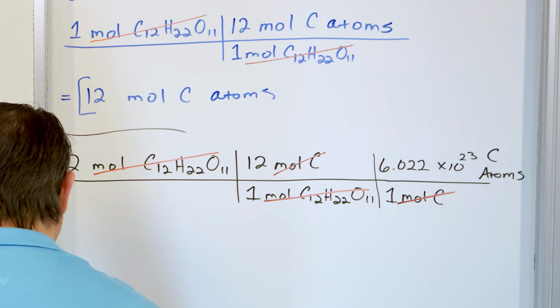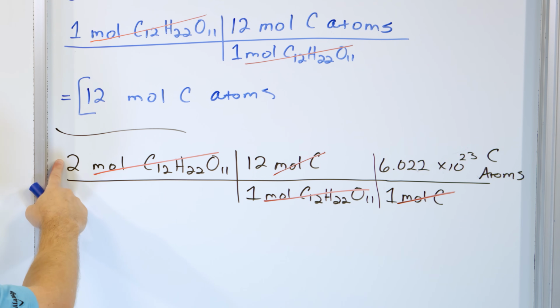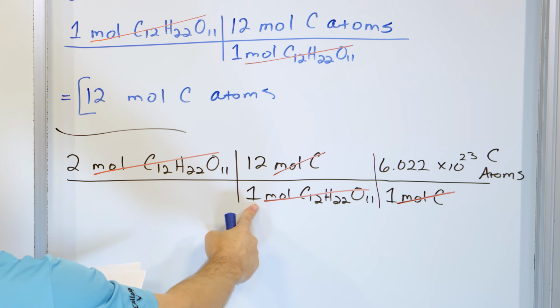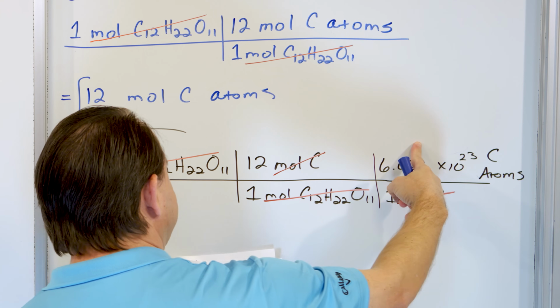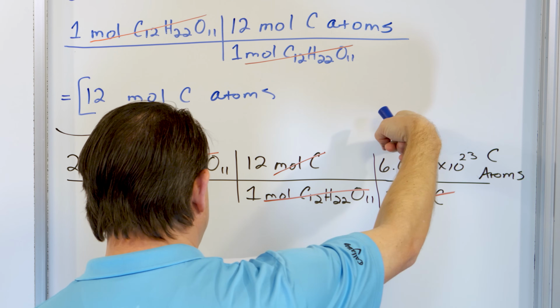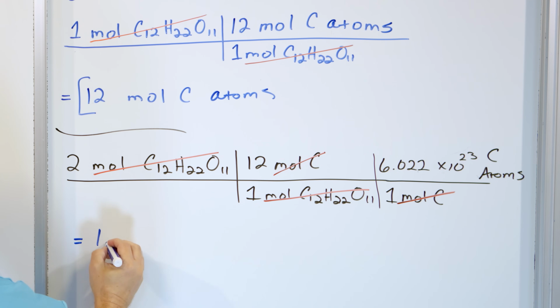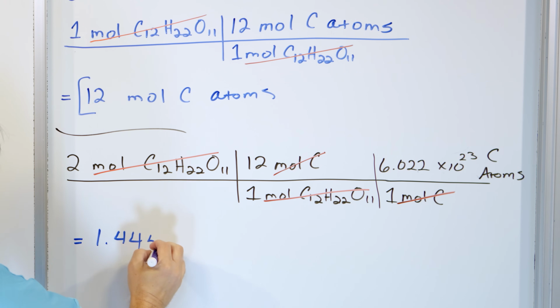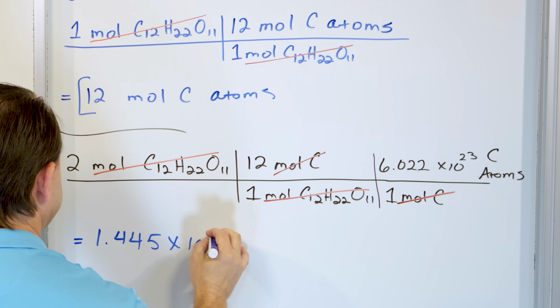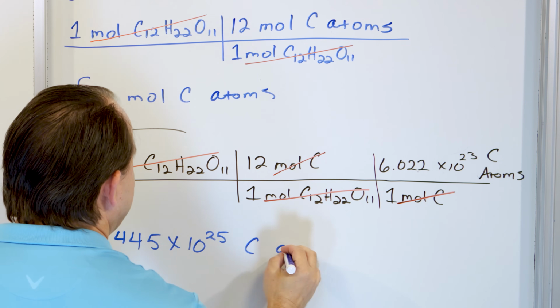So to finish this out, you take 2, multiply by 12, divide by 1, multiply by Avogadro's number, 6.02 times 10 to the 23rd, and then divide by 1, and what you get as an answer is 1.445 times 10 to the 25 carbon atoms.